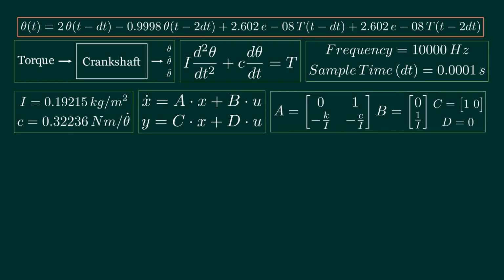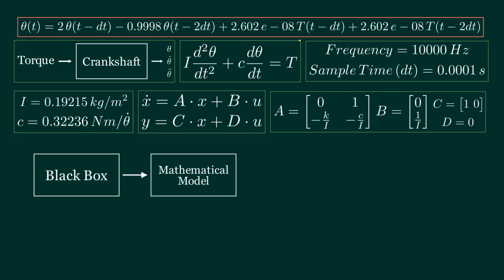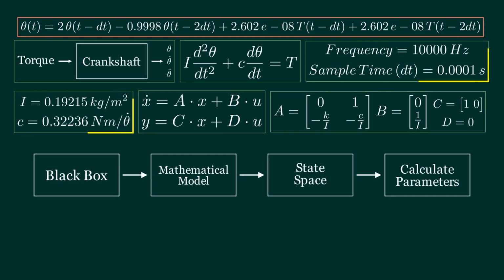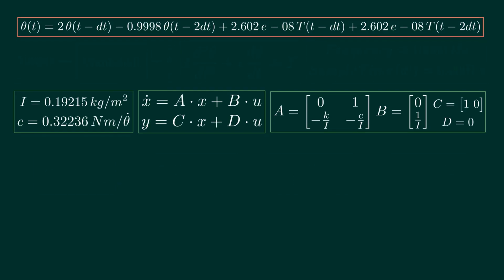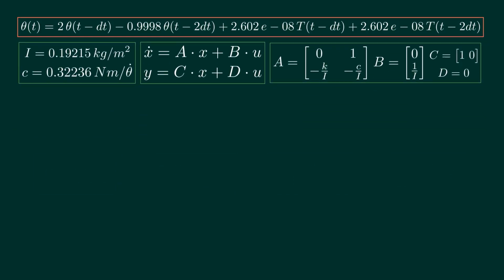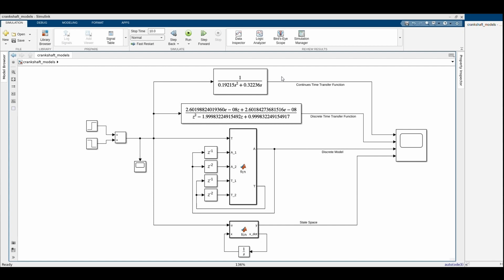To sum up, we draw our black box model, derive the mathematical relationship between input and output, convert our differential equation to the state space form, choose a proper frequency, and calculate the parameters. I made a Matlab simulating example to compare all the models that we were talking about.